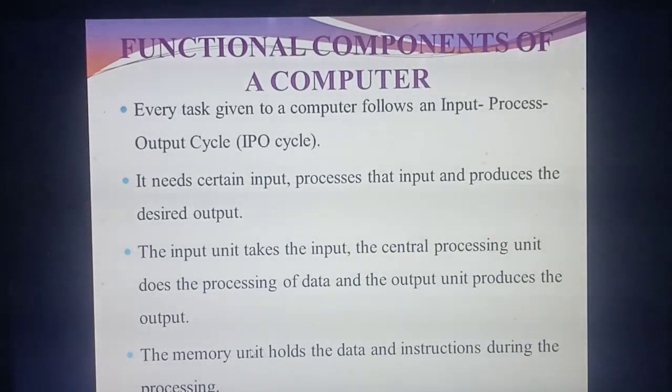Okay. So who is giving the input? User is giving input to the computer. Then after getting the input, who is processing the data? CPU. Then after processing the data, the computer will give what? Output. After getting the output, all the details will be stored where? Memory. Now, understood the functional components of a computer?